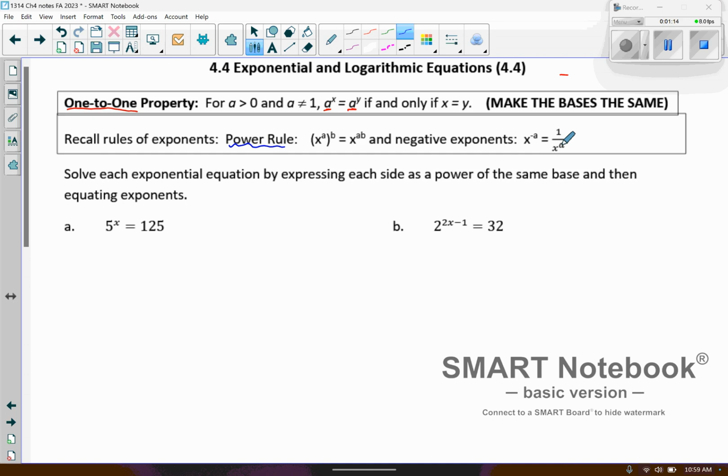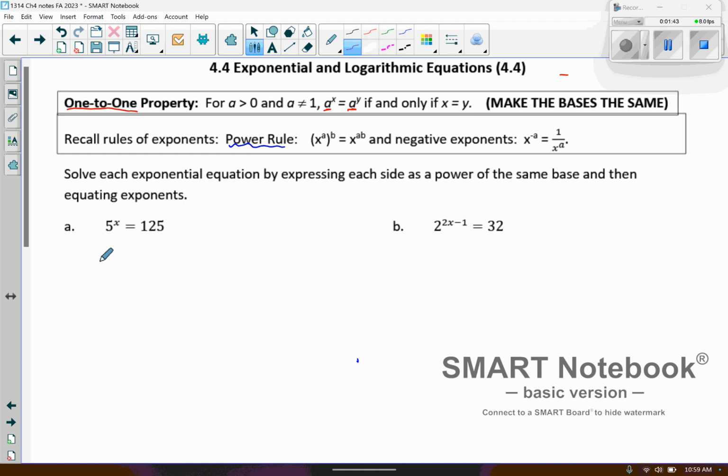Let's look at this. Solve each exponential equation by expressing each side as a power of the same base, and then equating the exponents. You might be able to do this one in your head. You could probably say 5 to what power equals 125, and guess it's going to be 3, and that is true. But they're going to get a little more complicated as we go on, so I really want to use that one-to-one property for when it gets more challenging.